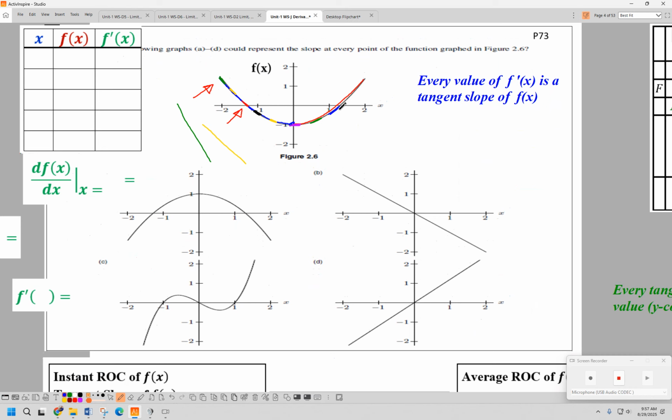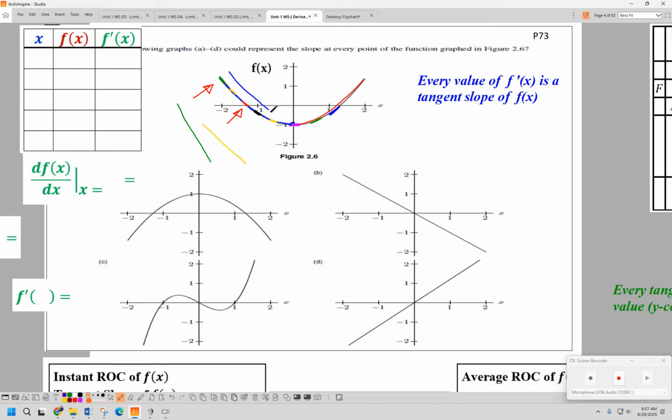Naomi, what's the slope of the purple? 0. Perfect. How about the slope of the green? Positive or negative? Positive. How about the slope of this blue over here? Positive. More or less positive than the green? More. So along here, the slopes are becoming less and less negative.